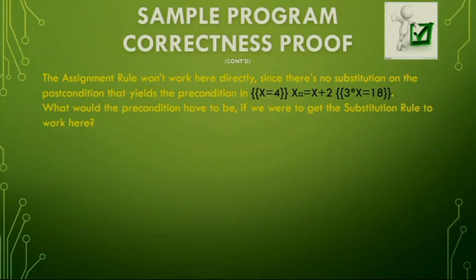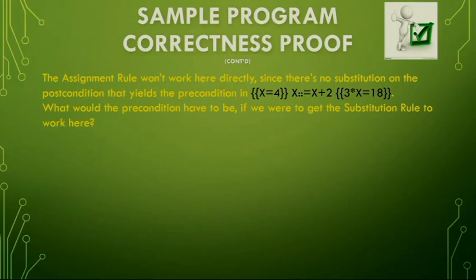So we think to ourselves, if we were going to use the assignment rule, what would this precondition have to be? Not quite x equals 4. Remember, the code says replace x with x plus 2, and then get this, something about x. Therefore, the precondition definitely says something about x plus 2, of that arithmetic expression.